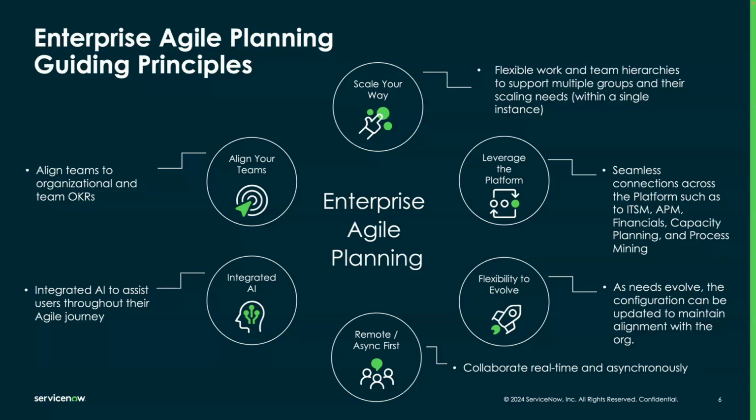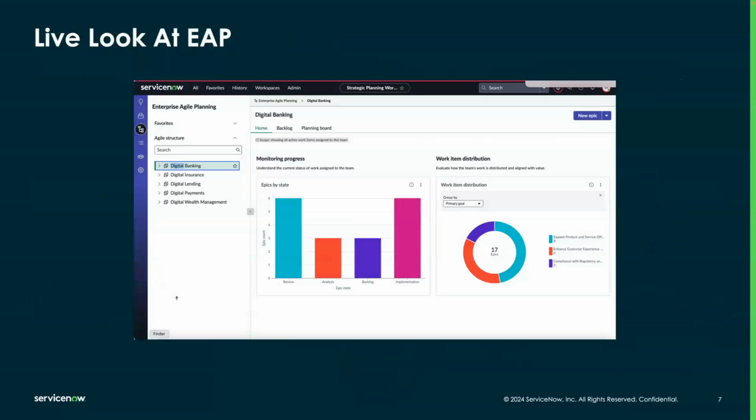And so pulling this together really gives that alignment. It gives us that workspace. It gives us the collaboration that we want in a scalable way. So let's next go in and take a look at EAP and give you a flavor of what we have. So I'm going to, let me go over to my instance here.